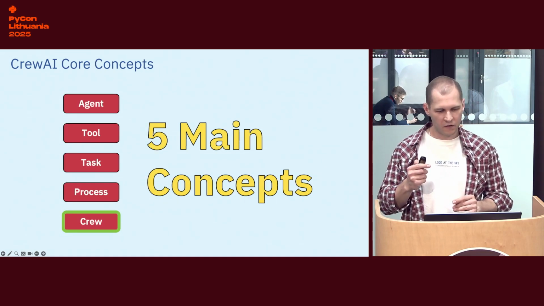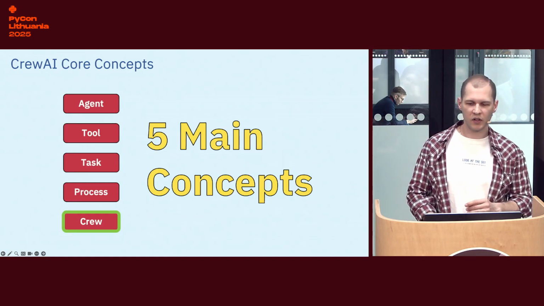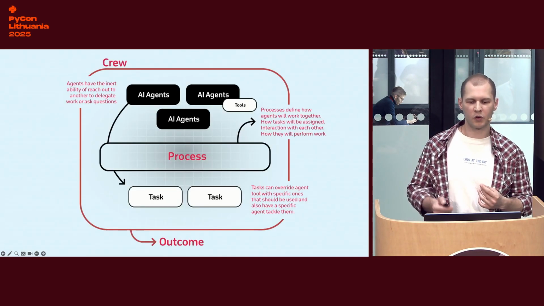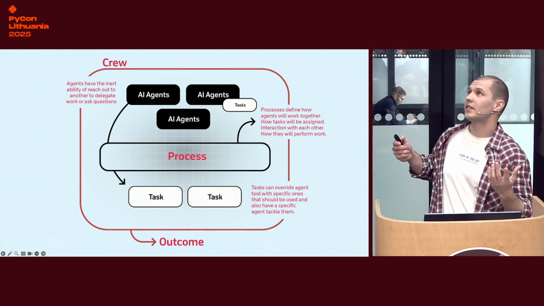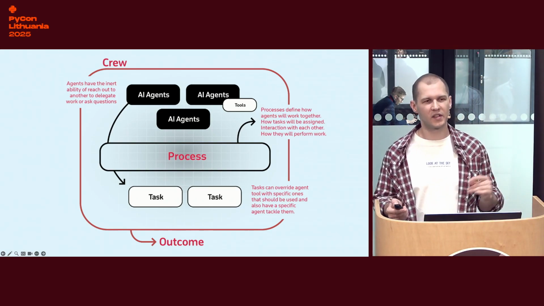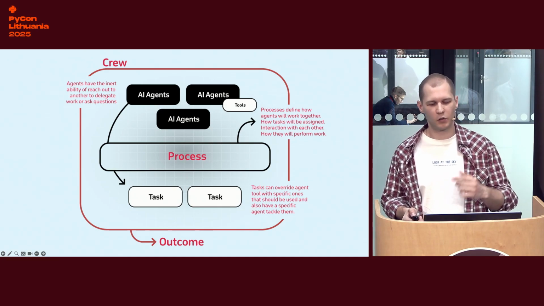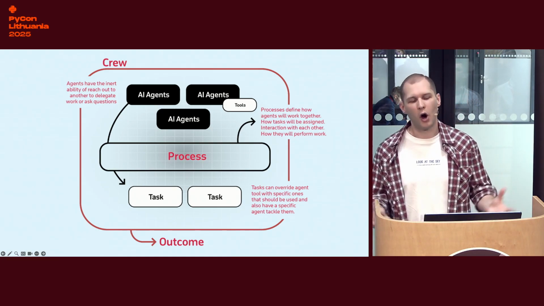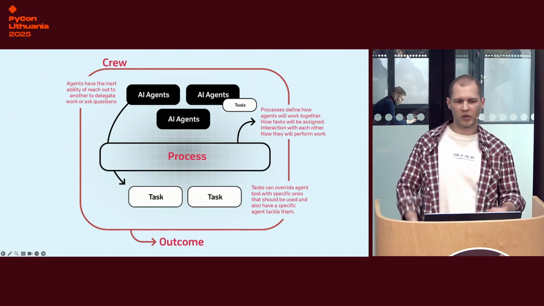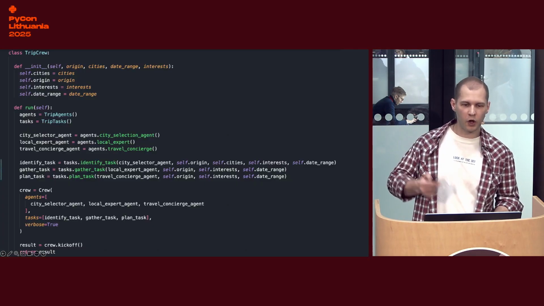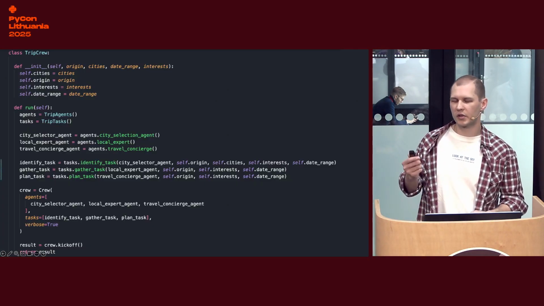And the final concept that you need to get familiar with is the crew. A crew is just the combination of all the previously mentioned components: the agents, the tools, the tasks, and the process. All of this combined makes up a crew which tries to solve your given problem. And in code, the crew configuration looks like so.